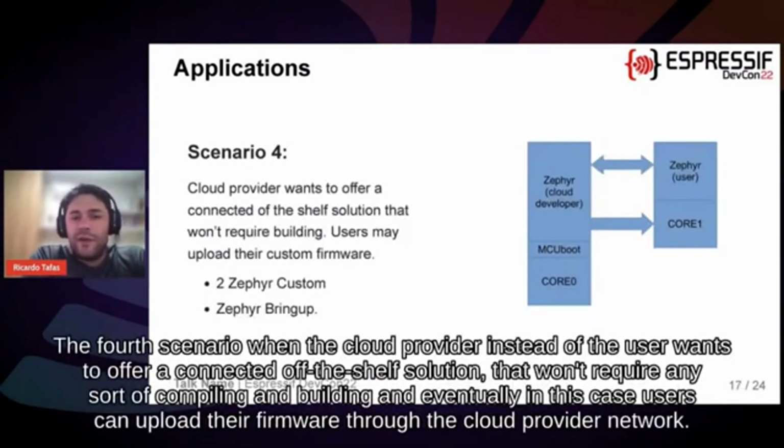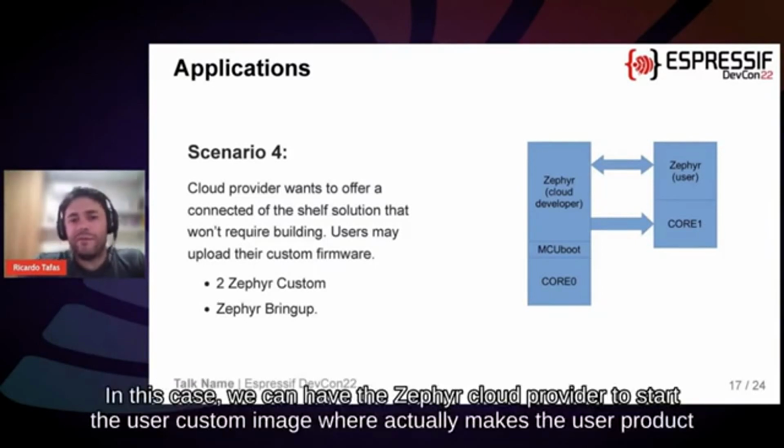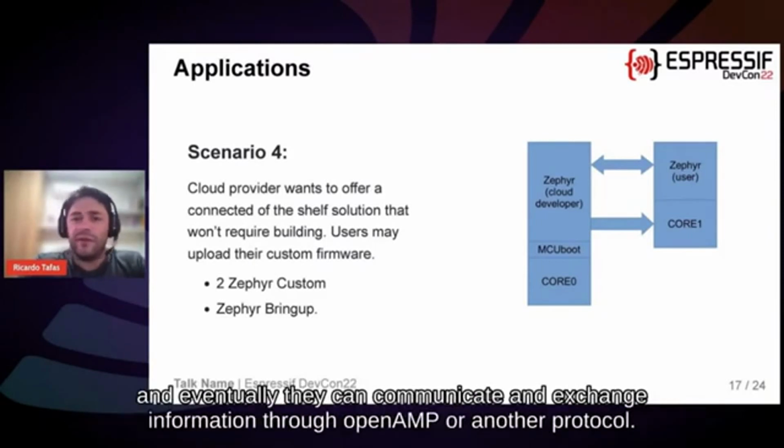The fourth scenario is when the cloud provider, instead of the user, wants to offer a connected off-the-shelf solution that won't require any sort of compiling and building. And eventually, in this case, users can upload their firmware through the cloud provider network. So in this case, we can have the Zephyr cloud provider image start the user custom image, which actually makes the user product. And eventually, they can communicate and exchange information through OpenAMP or another protocol.